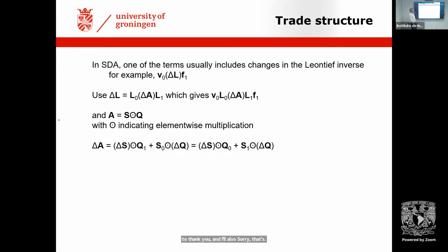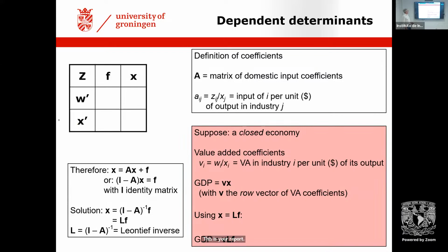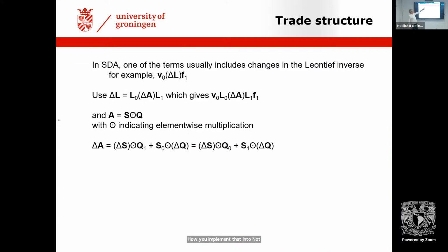Well, then I can do the structural decomposition analysis on delta A itself. So that means delta S times Q1 plus S0 times delta Q. And this is the other form. Now, if you implement that into here, then you have the effect of technological changes, technical input coefficients. And this term, if you put it in here, reflects changes in the trade structure.